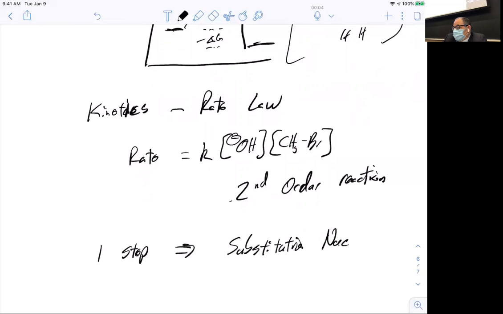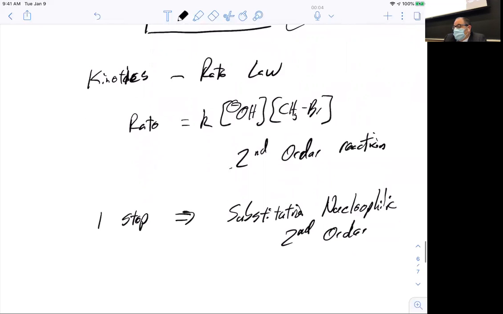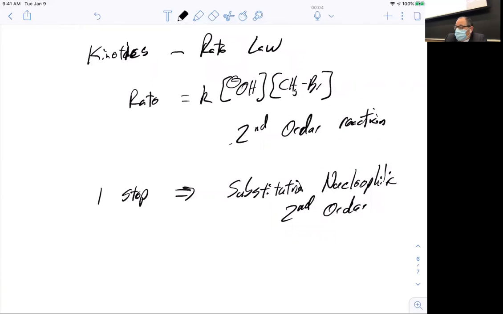Nucleophilic, because you can have electrophilic. We won't see many this semester. So it's classified as substitution nucleophilic second order, or SN2.